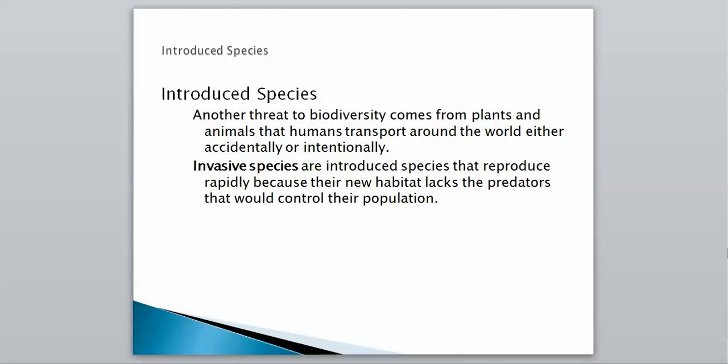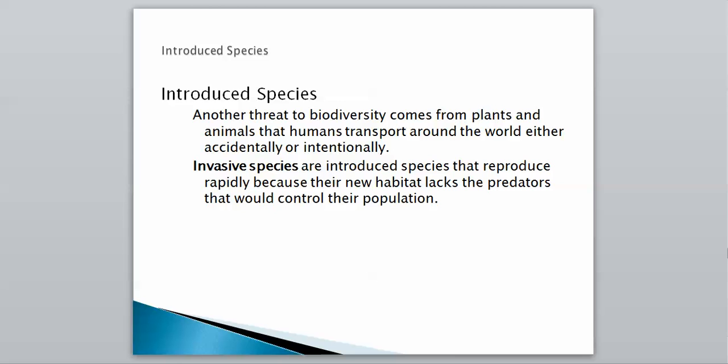So another thing that can affect our biodiversity are introduced species, and this comes from when plants and animals that humans transport around the world are either accidentally or intentionally introduced into an area that they don't belong. This comes from a process known as an invasive species. These are introduced species that reproduce rapidly because their new habitat lacks the predators that would control their population.